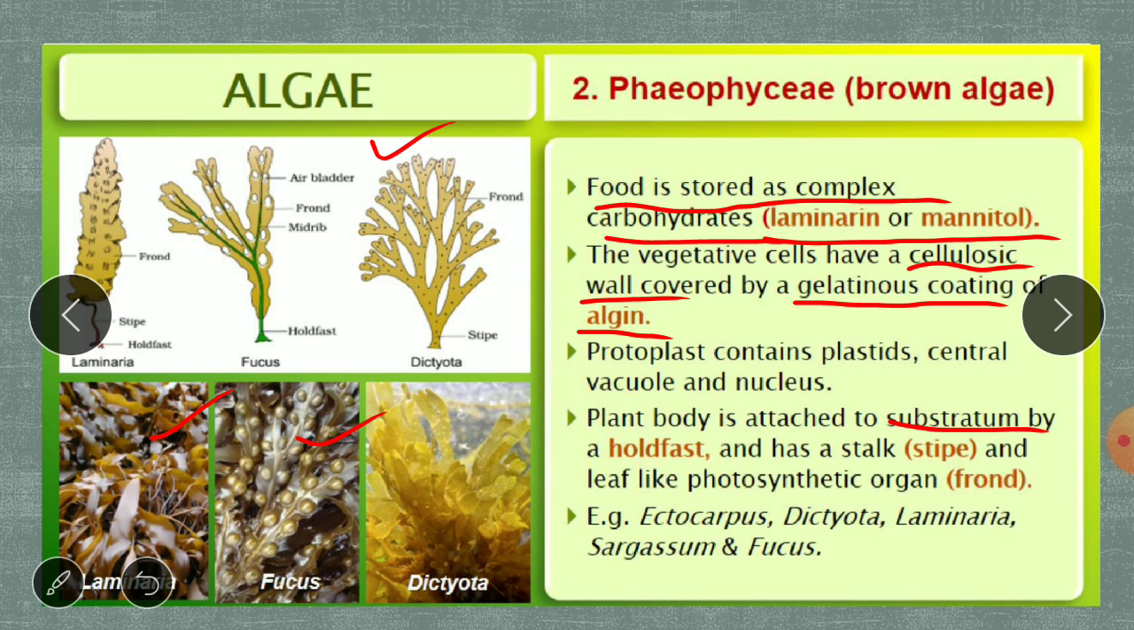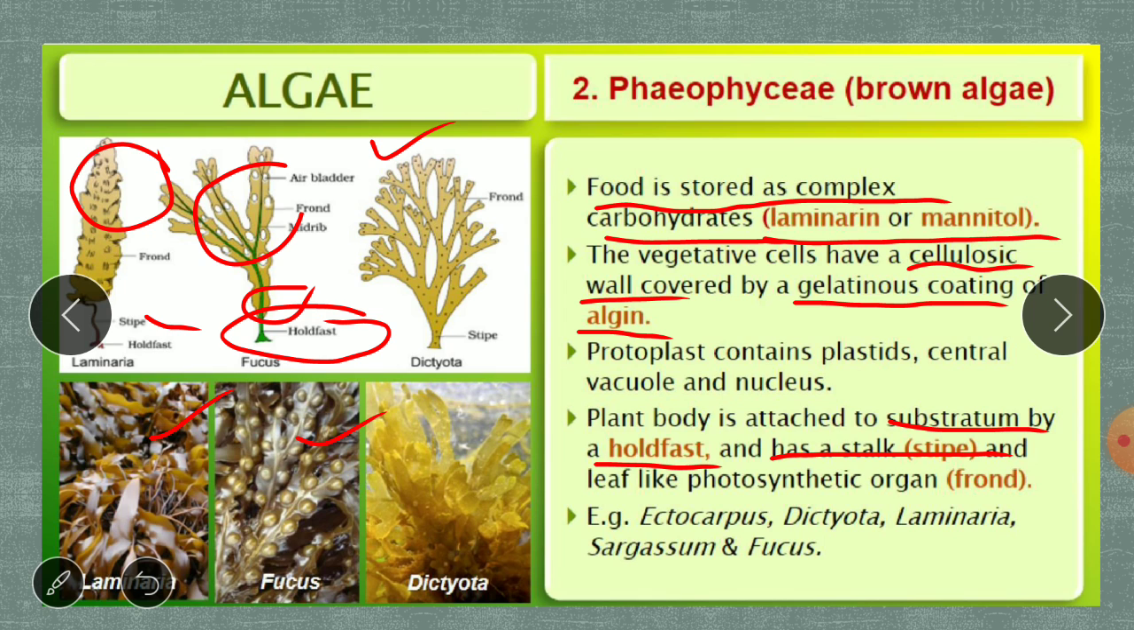They are attached to the substratum by a holdfast, which acts like the roots of the plant. Then it has a stalk that is called the stipe. Here you can see this is the stipe. Then it has a leaf-like photosynthetic organ, which is called the frond. So the plant body is divided into the holdfast, the stipe, and the frond.